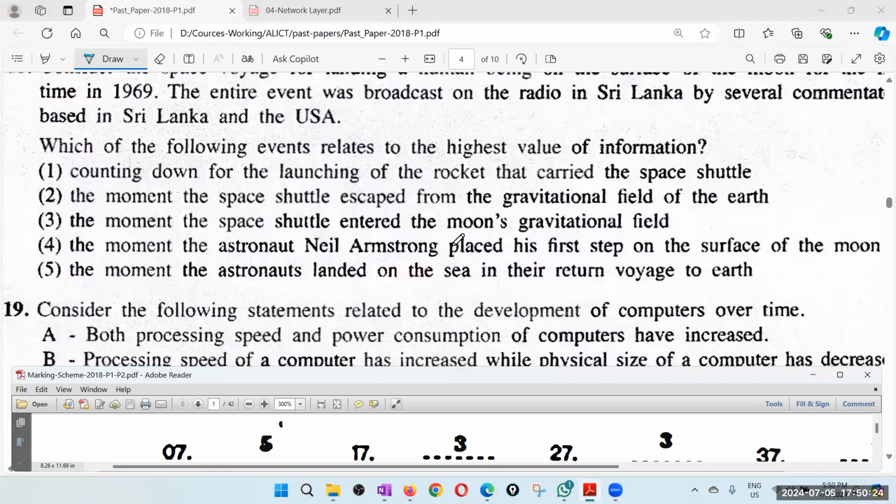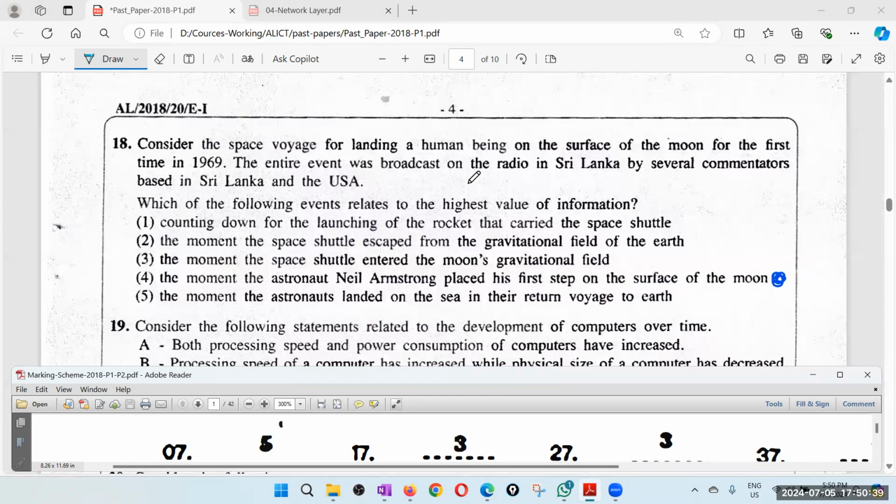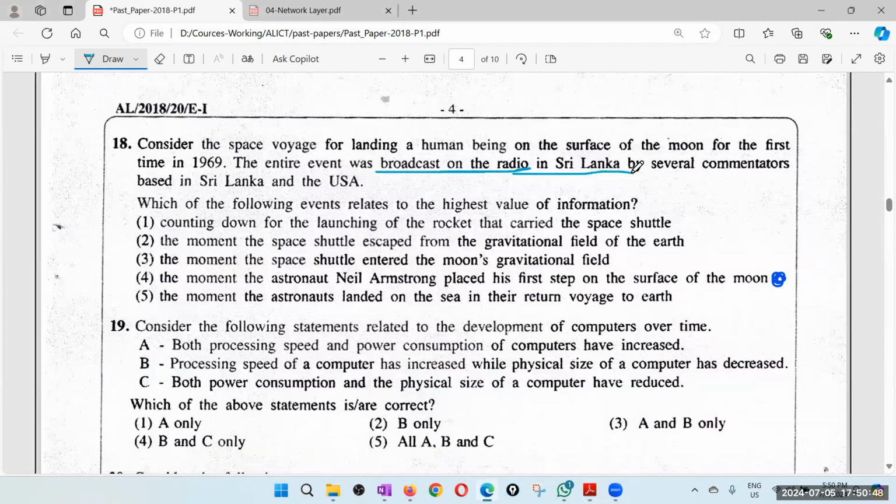Right. 18. What kind of a question is this? Consider the space voyage for landing a human being on the surface of the moon for the first time in 1969. The entire event was broadcast on the radio in Sri Lanka by several commentators based in Sri Lanka and USA. Okay. So even in 1969, it looks like they had live broadcasting in Sri Lanka. Okay, maybe. Which of the following events relates to the highest value of the information?